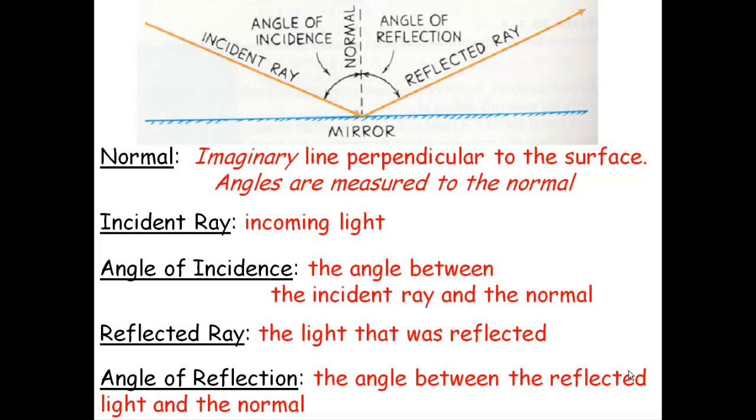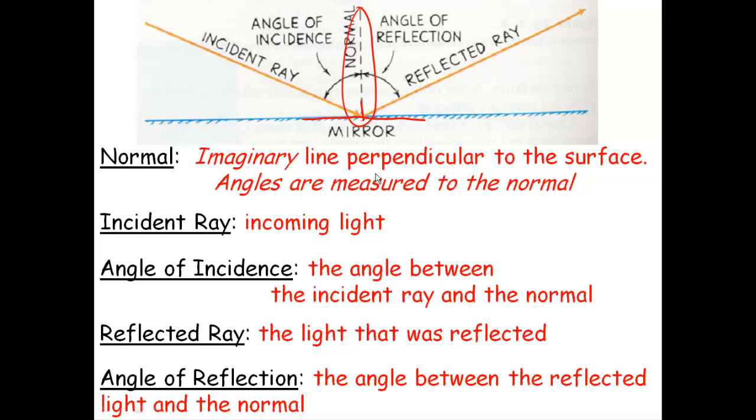Here are some terms you need to know. One in particular I want to point out is called the normal. The normal is an imaginary line, and it's dotted. Usually when we draw anything dotted, it's an imaginary line. We draw this for convenience, and there's a reason why we have this thing called the normal. All laws of reflection are measured with respect to this normal.